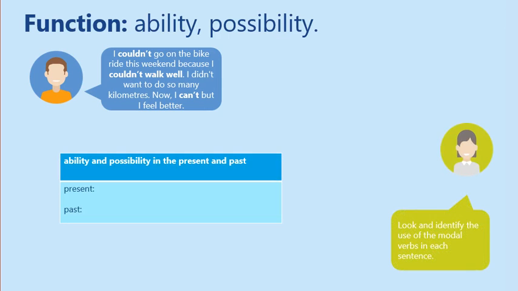Let's see, we have this chart, but we have to complete it by using the modal verbs we have in this part for the present and for the past. So, to talk about ability and possibility in the present, we can use can or can't for the negative form. And in the past, we can use could or couldn't in the negative form.